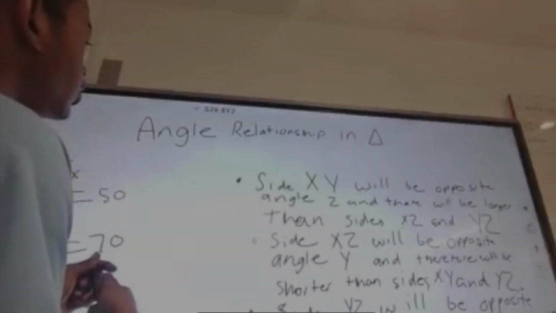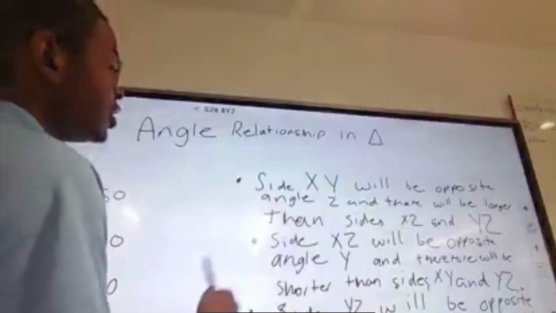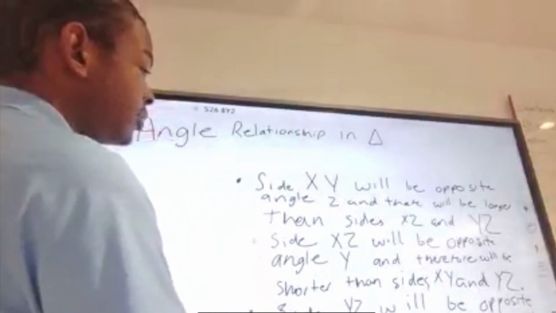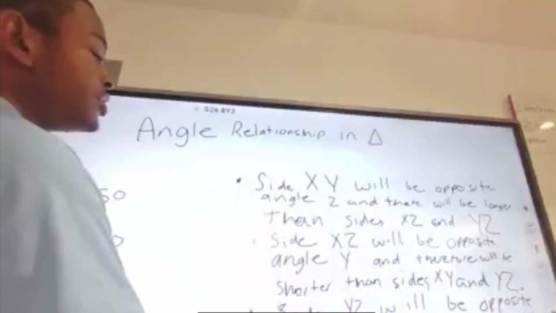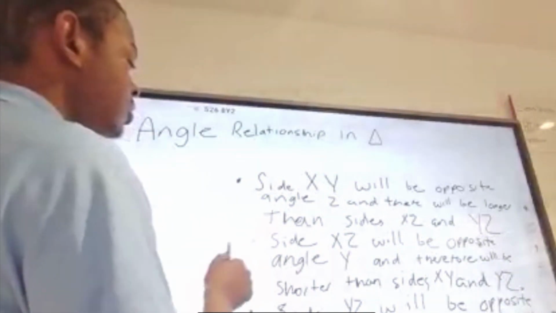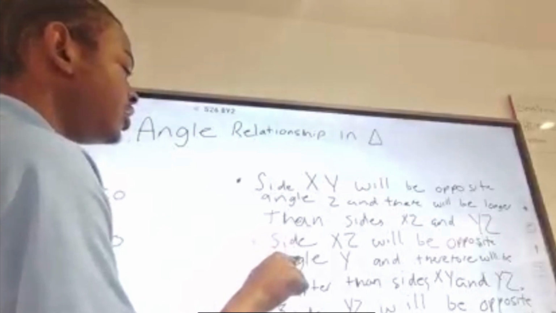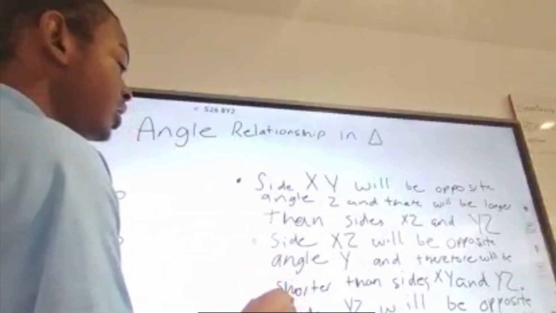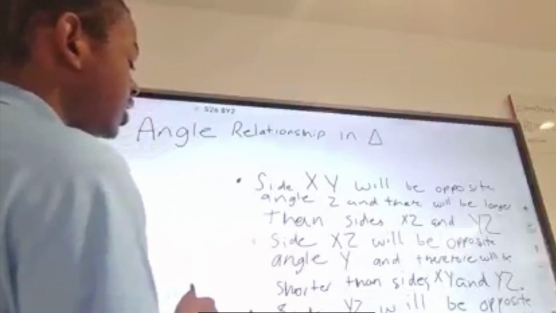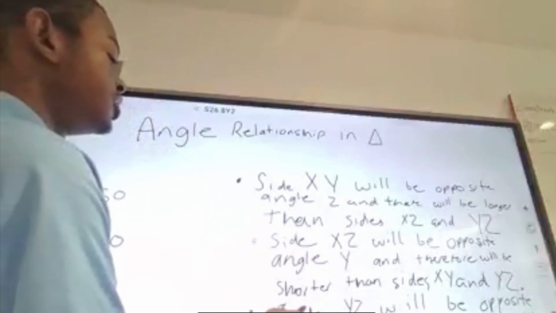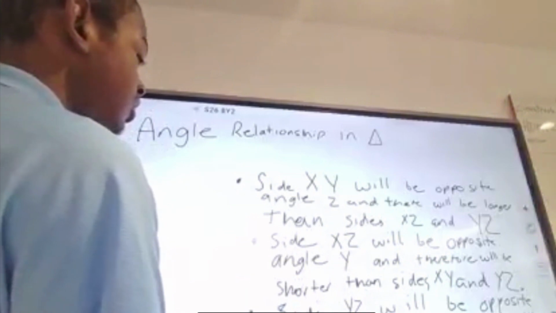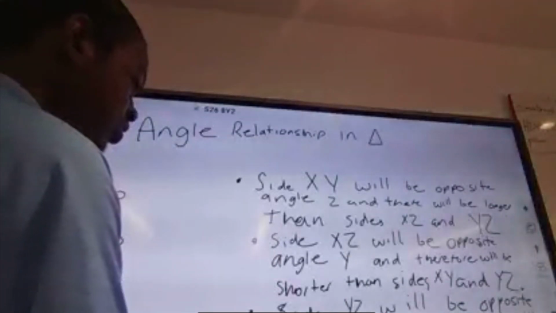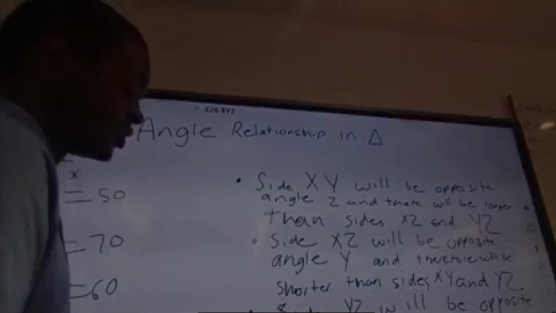So for example, in the angle relationships in triangles, side xy will be opposite angle z, and therefore will be longer than sides xz and yz. Side xz will be opposite angle y, and therefore will be shorter than sides xy and yz. Now for the last one, side yz will be opposite angle x, and therefore will be shorter than sides xy and xz.